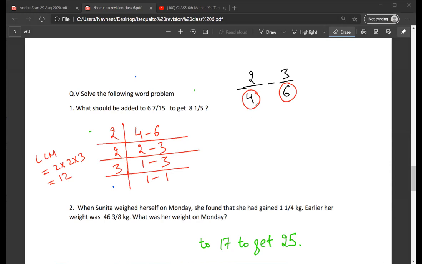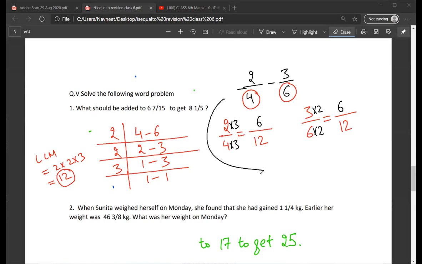Basically, Satya, what I need to do is find an equivalent fraction of 2 by 4 whose denominator is equal to 12, and an equivalent fraction of 3 by 6 whose denominator is 12. Satya, have you understood? Yes. The trick is multiply this by 3, multiply this by 3, you will get 6 here. Multiply this by 2, multiply this by 2, you will get 6 here. Have you understood? Yes. Is there a doubt? No, sir.